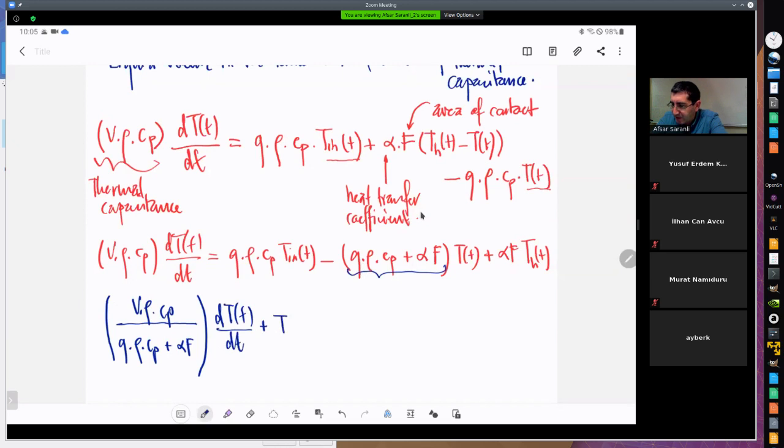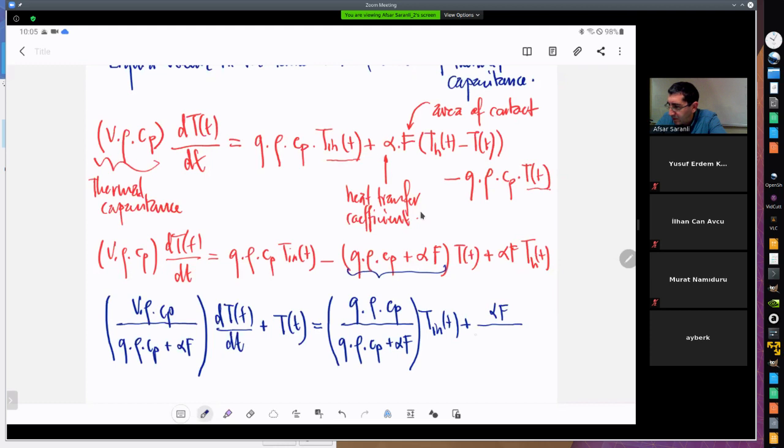plus T(t) now, which is by itself, and that's going to be equal to a first term, Q rho Cp divided by Q rho Cp plus alpha F times T_in(t), and plus alpha F over the same quantity, Q rho Cp plus alpha F times this T_h(t). Okay.